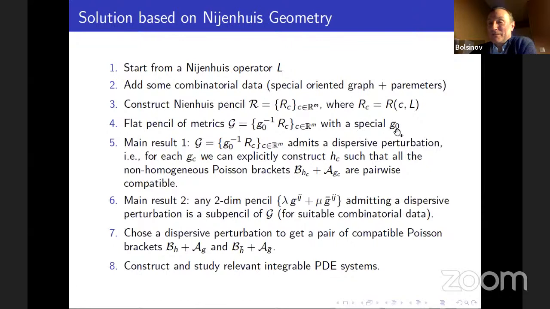So now we take a special metric g0 and cook up a flat pencil from this Nijenhuis pencil. And the first result is that these pencils also admit dispersive perturbations. It means that for each symmetric g_c from this pencil, I can find a companion h_c, such that all the Poisson brackets, b h_c plus a g_c, with b third order and a first order, are compatible for any values of the parameter c.